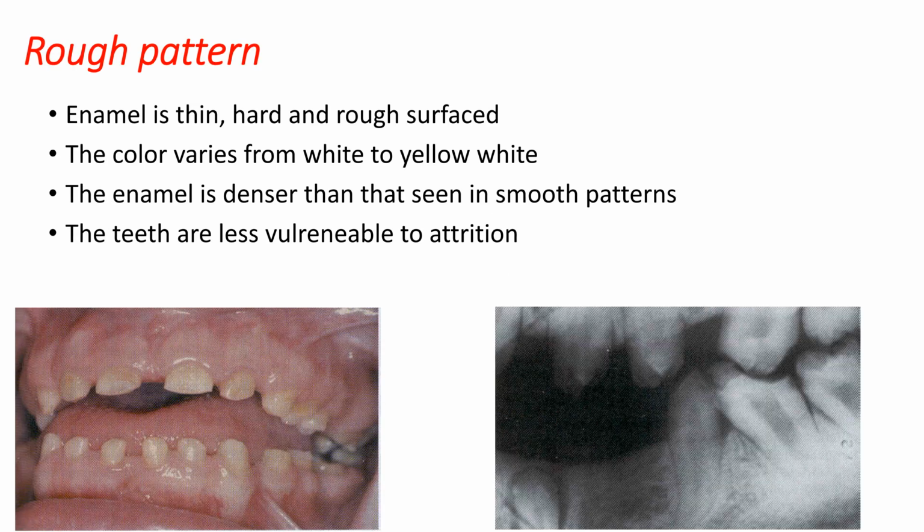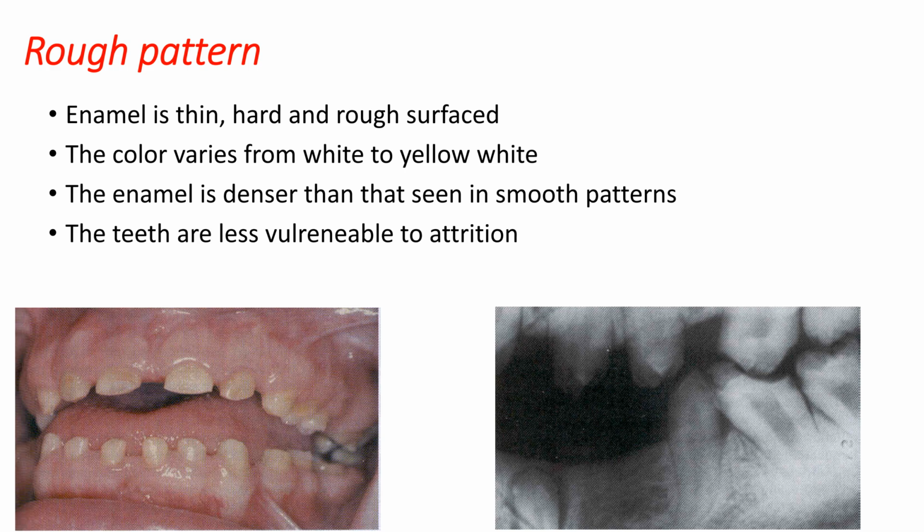Then coming to the rough pattern of amelogenesis imperfecta. The enamel is thin, hard and rough surfaced. As in the smooth forms, the teeth taper towards the incisal occlusal surface and they demonstrate open contact points. Here, the enamel is denser than that seen in smooth patterns. The teeth are less vulnerable to attrition.